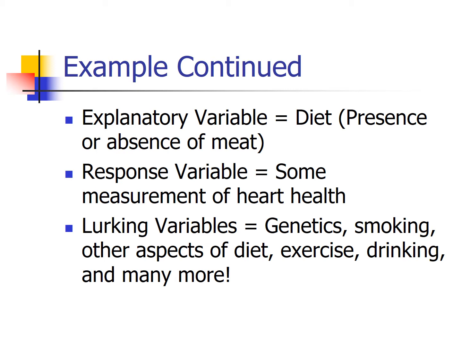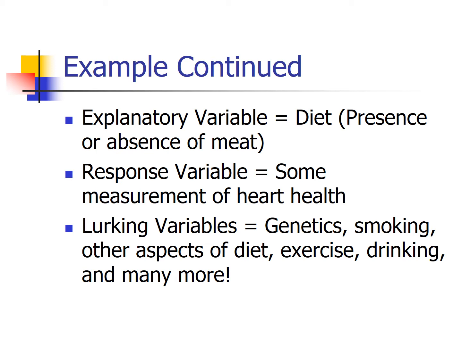But in addition to these two variables that are the focus of our study, there are lots of other variables, and this is generally the case. What are some other variables, other than vegetarian or non-vegetarian, that might also explain our overall heart health? Well, genetics plays a big role in how healthy our heart is.